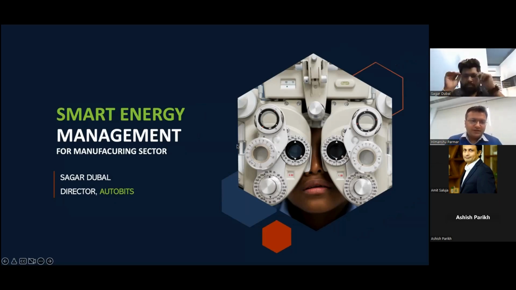Today, the topic, as you can see on the screen, is smart energy management in the manufacturing sector. We're going to learn about how saving energy can help you reduce some of the operational cost in your plant, which are the hotspots where energy is consumed abnormally, and how you can save upon energy and utilize most of it so that your operational cost is reduced.